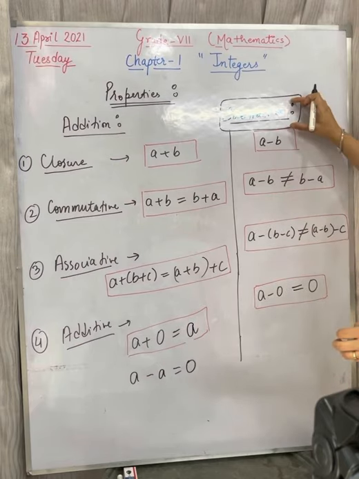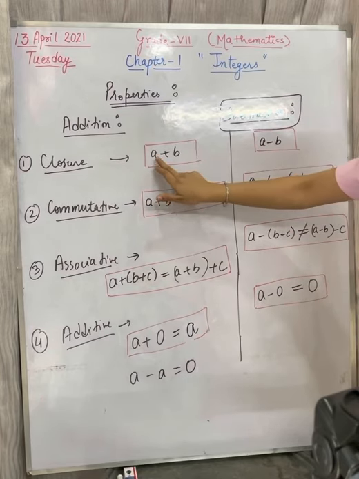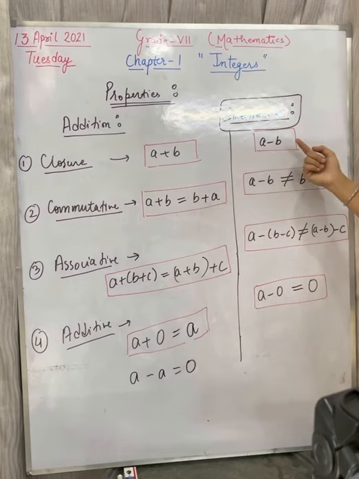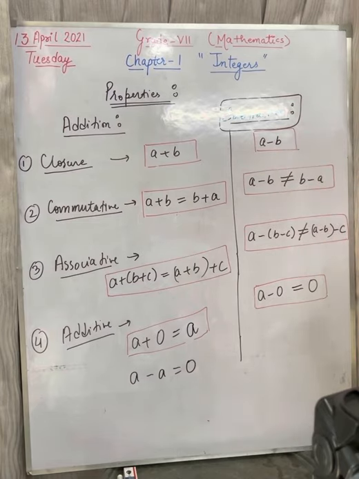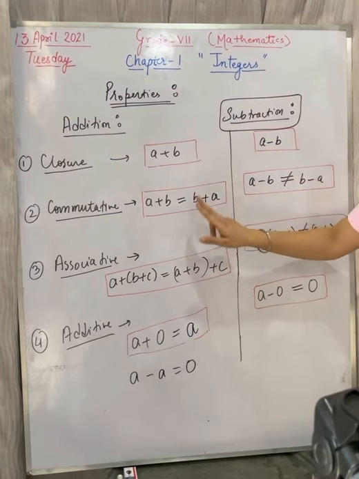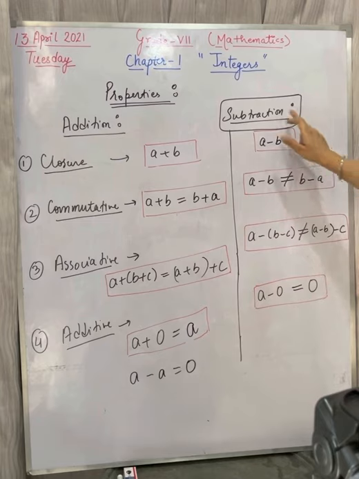In the addition property, first is the closure property. Like we discussed, in addition of any two integers, the answer will be an integer. Similarly, in subtraction of any two integers, the answer will be an integer. Next is the commutative property. A plus b is always equal to b plus a. But in subtraction, a minus b is never equal to b minus a.